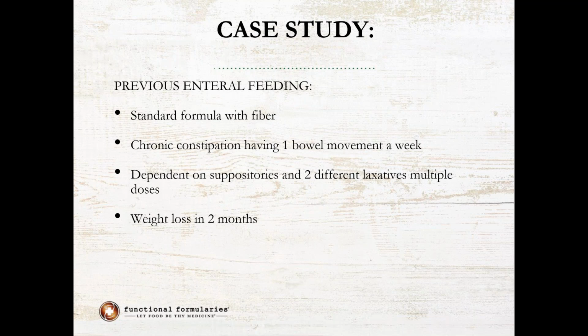So his previous enteral feeding was with a standard formula with added fiber, and he was having chronic constipation, only having about 1 bowel movement a week. He was dependent on suppositories, and he was on 2 different laxatives. One was Miralax, 2 doses a day, and then they had started him on milk of magnesia, 1 dose a day to help with him having a bowel movement. We saw weight loss in 2 months.